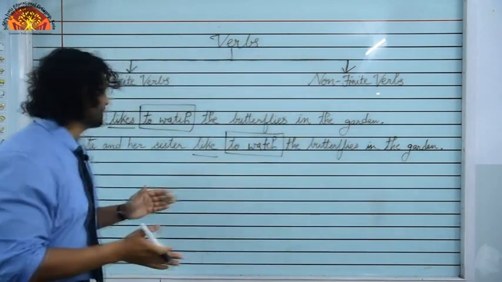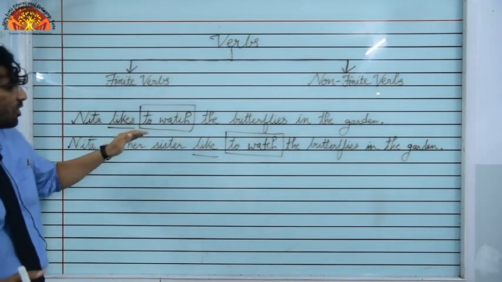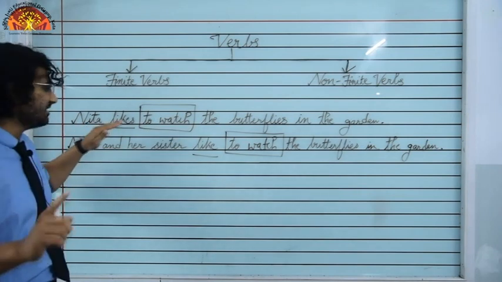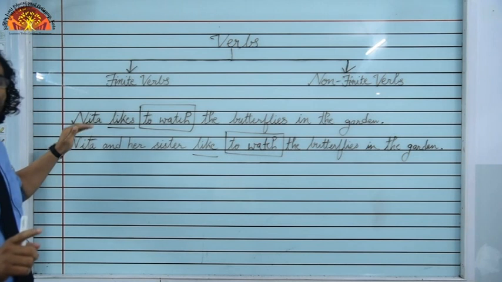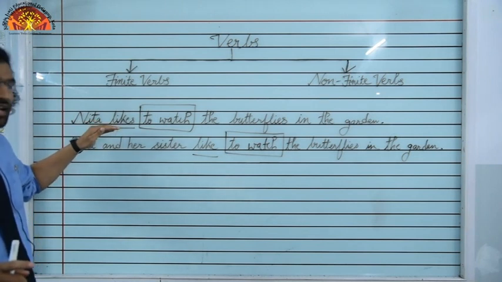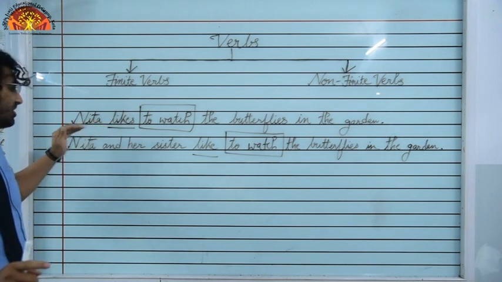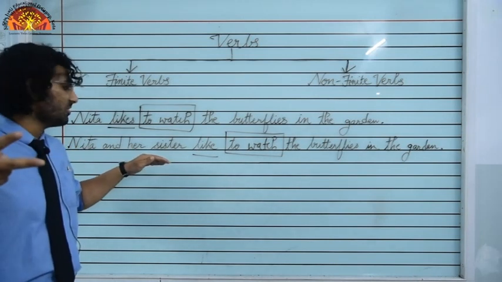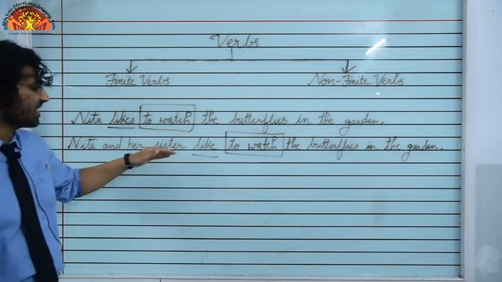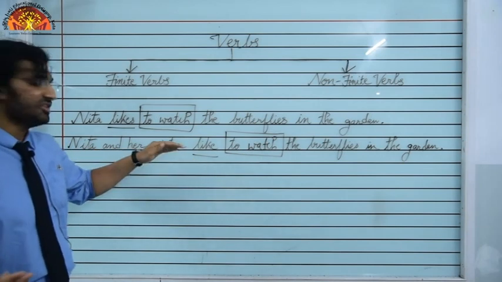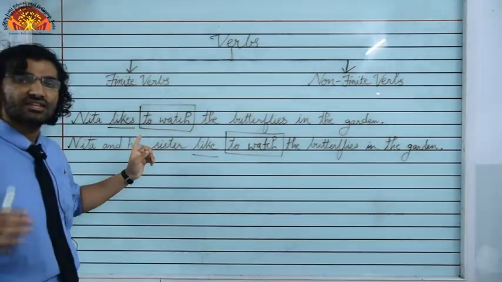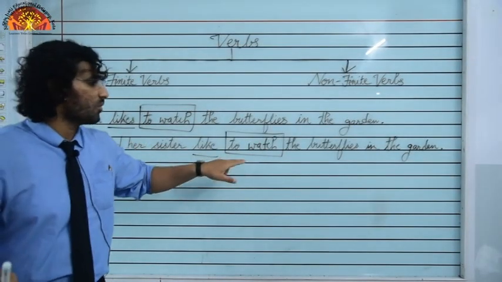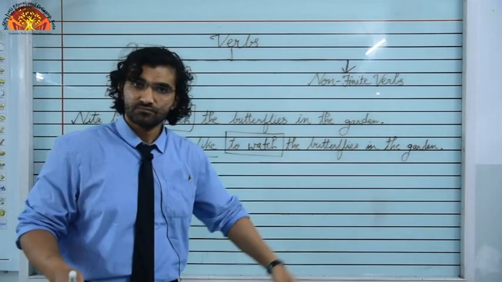Alright, see this example again. Nita likes to watch the butterflies in the garden. Nita, one subject. Nita is singular. We have used this singular form of verb, likes, here. In sentence number 2, Nita and her sister. We have two subjects now. So, according to the number of subjects, we have changed this verb here. This likes is no more likes. It's like now. Nita and her sister like to watch the butterflies in the garden.